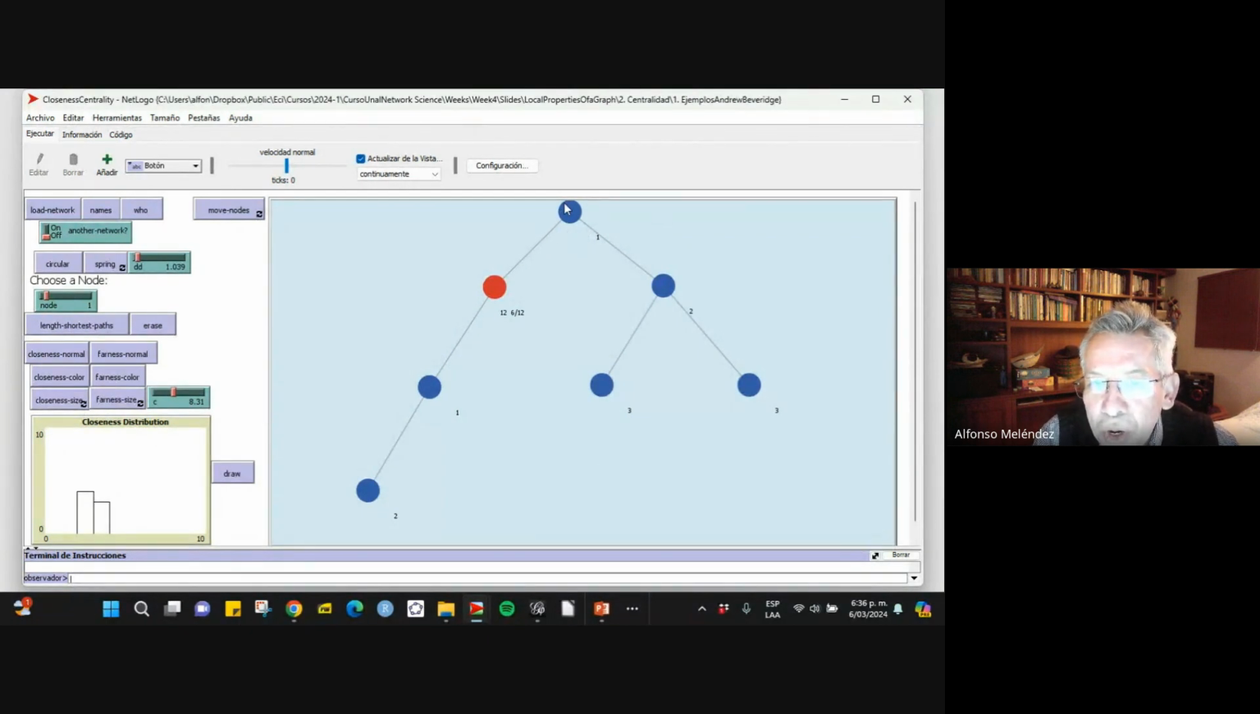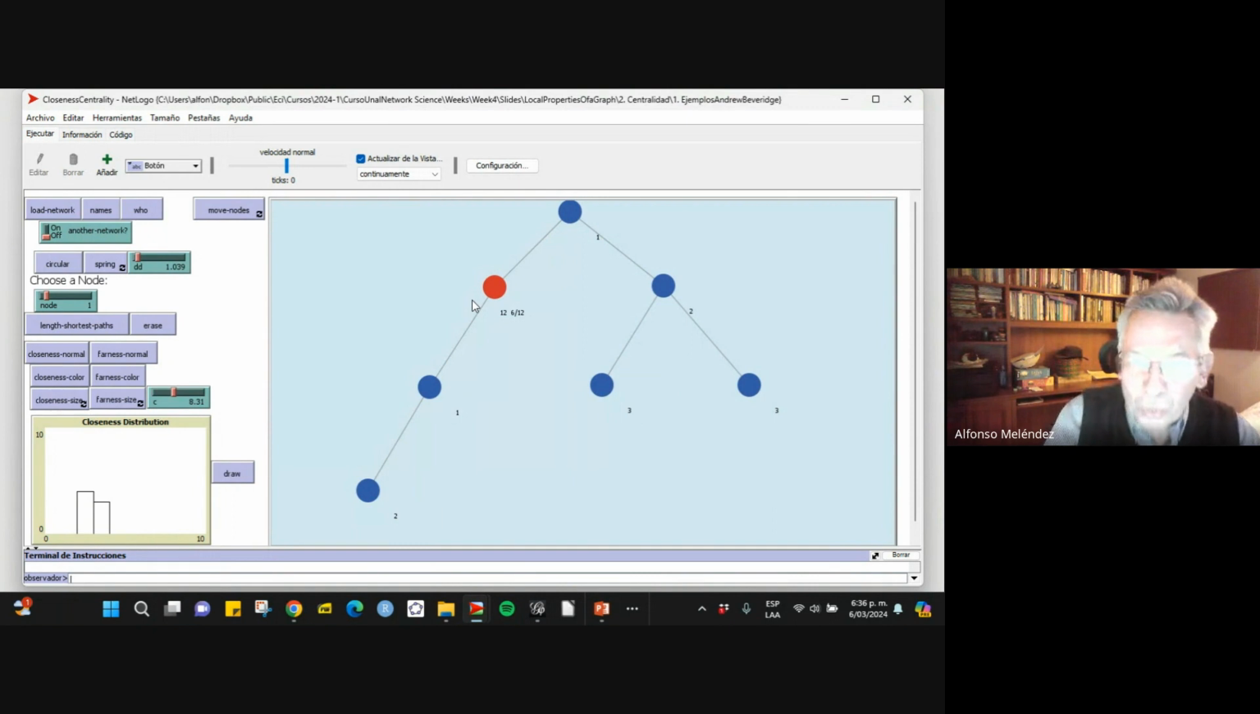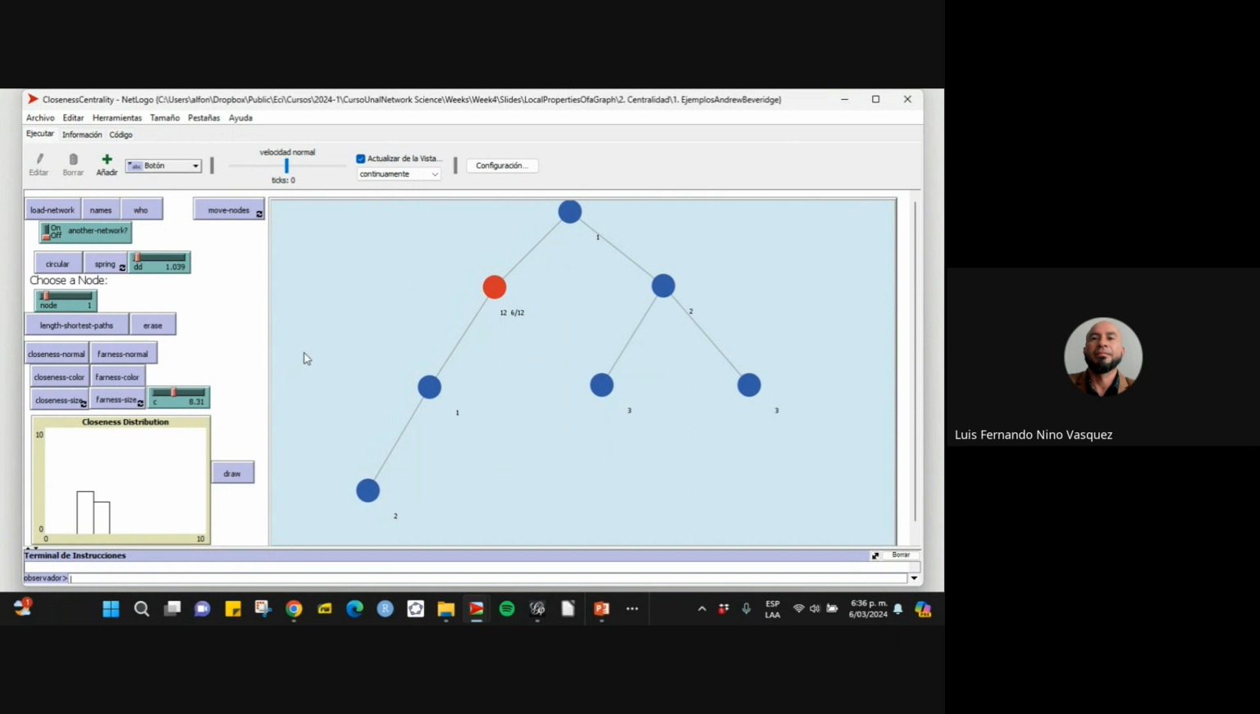And the total number of nodes, not including the one that I am considering, is how many? 1, 2, 3, 4, 5, 6. Okay, so 12 divided by 6 is the normalized farness, and 6 divided by 12 is the closeness. I don't know if it is clear. I don't think it's so obvious.